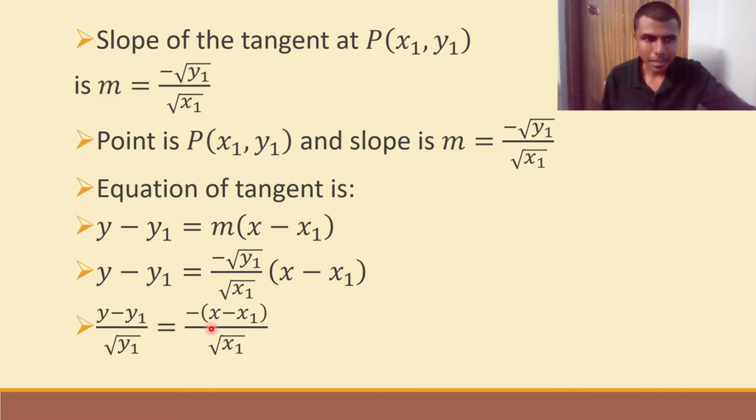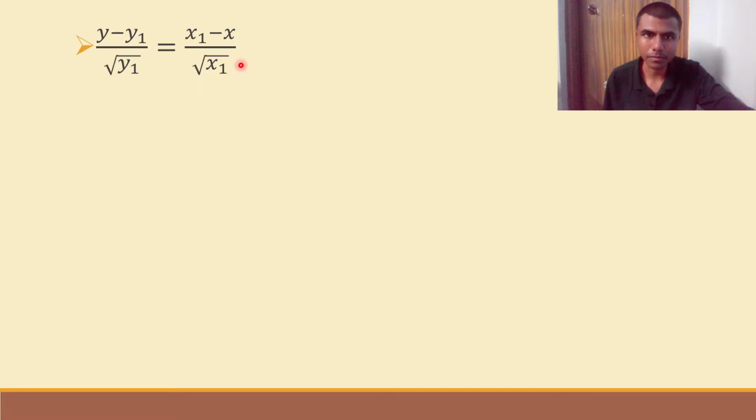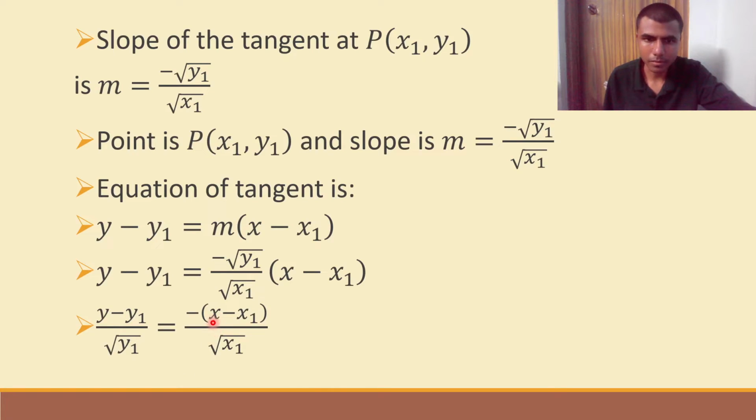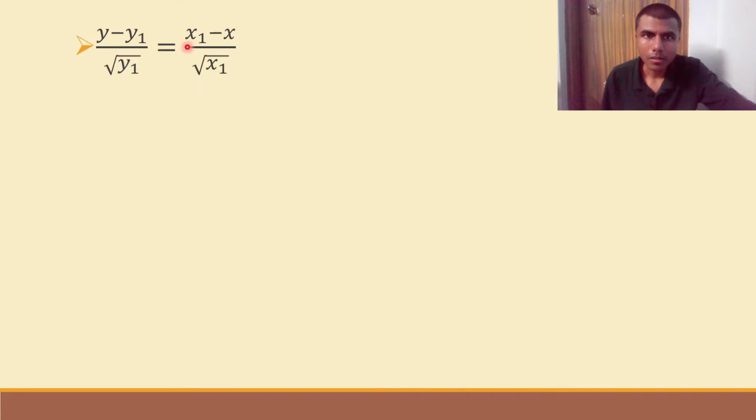Now just multiply the minus with these two terms: minus x, and minus of minus x1 is plus x1, so minus x plus x1. I just wrote this as x1 minus x. Here it is x minus x1; if I multiply by minus, it would be x1 minus x. So minus x plus x1, I wrote it as x1 minus x.